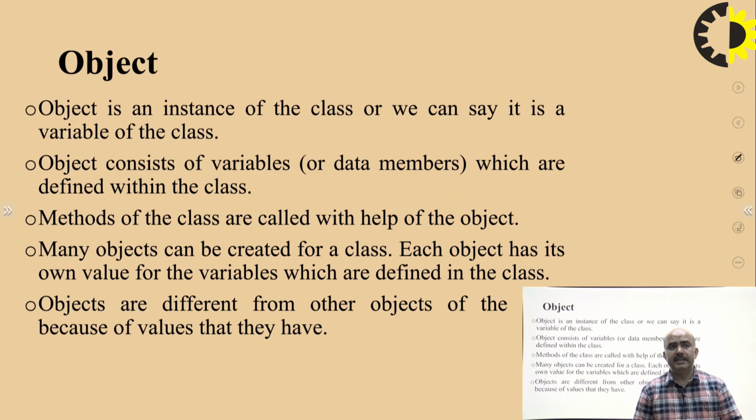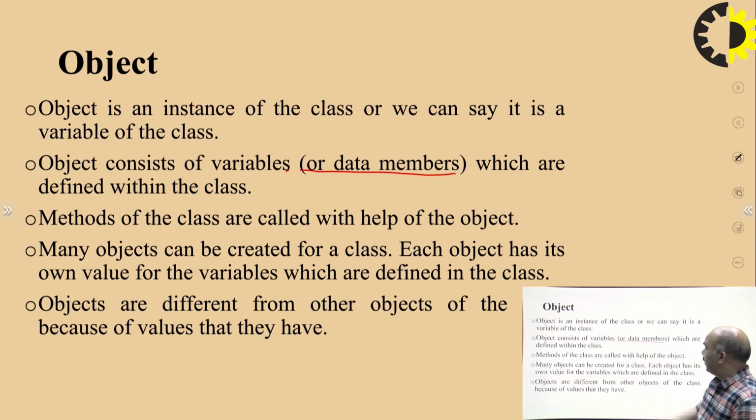An object is an instance of a class, or we can say it is a variable of the class, which contains the data. So an object consists of variables or data members defined within the class, and the methods of the class are called with the help of those objects. Many objects can be created for a class. Each object has its own values for the variables defined in the class. So objects are different from other objects of the class because of the values they have.